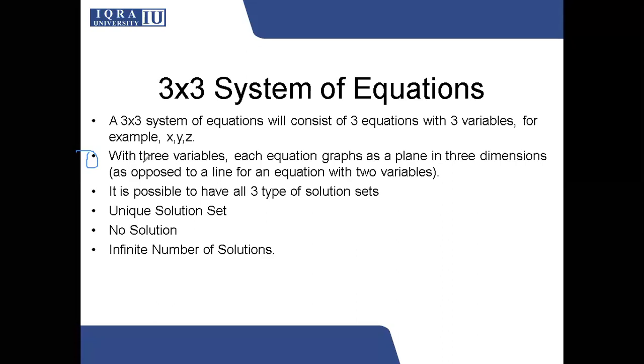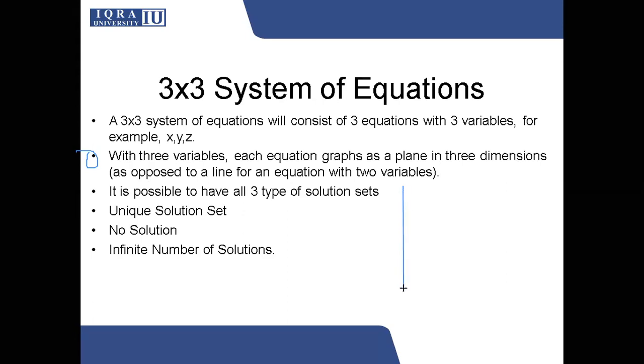When I have an equation which has 3 variables, x, y, and z, again, it's not necessarily important to have x, y, and z. It could be a, b, and c as well, whatever, right? So with 3 variables, each equation graphs as a plane in 3 dimensions, as opposed to a line for an equation with 2 variables. For example, 2x plus 3y equals 4, or y equals 2x plus 3.